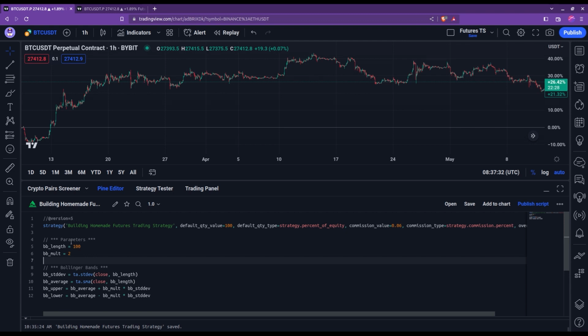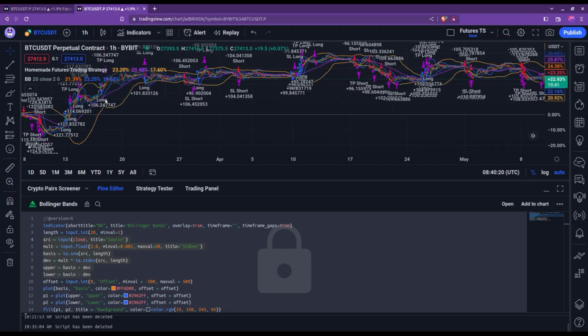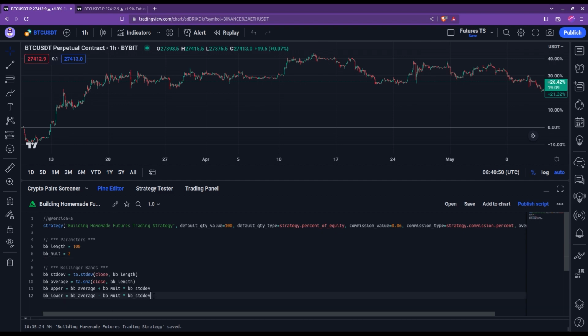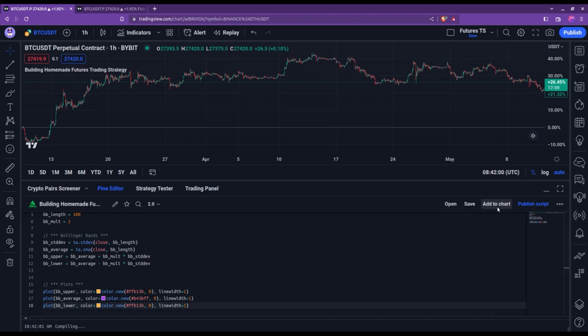Personally, I found that 100 for the period and 2 for the multiplier works well for BTC and ETH, but typically this is what you could change to adapt the strategy to different markets. Let's add them to the chart. And same tip, you can often find the source code of the plots as well here. But let me add it with the proper names that I chose here. There we go. So we can save and add to the chart.